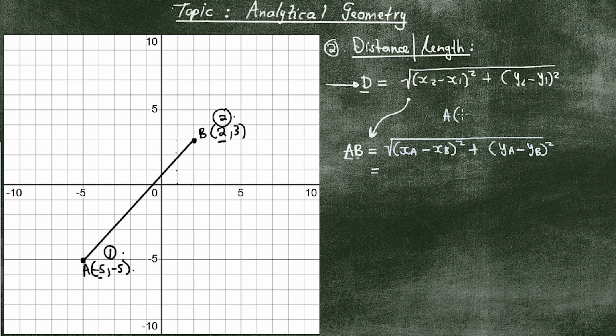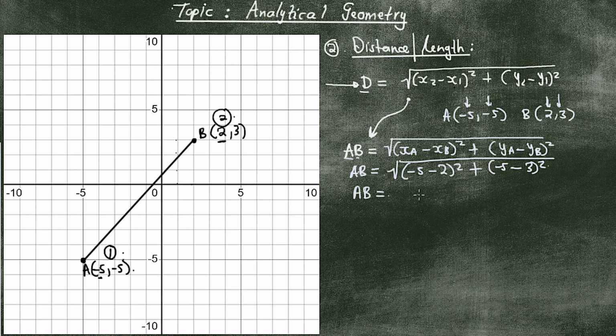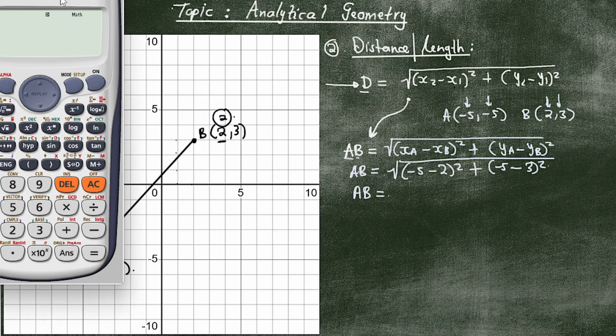Coordinate A is (-5, -5), and coordinate B is (2, 3). So the distance is the square root of the open bracket xA minus xB, that is -5 minus 2, squared, plus yA minus yB, that is -5 minus 3, squared. Then for AB, this is equal to, let me use the calculator to work out this calculation.